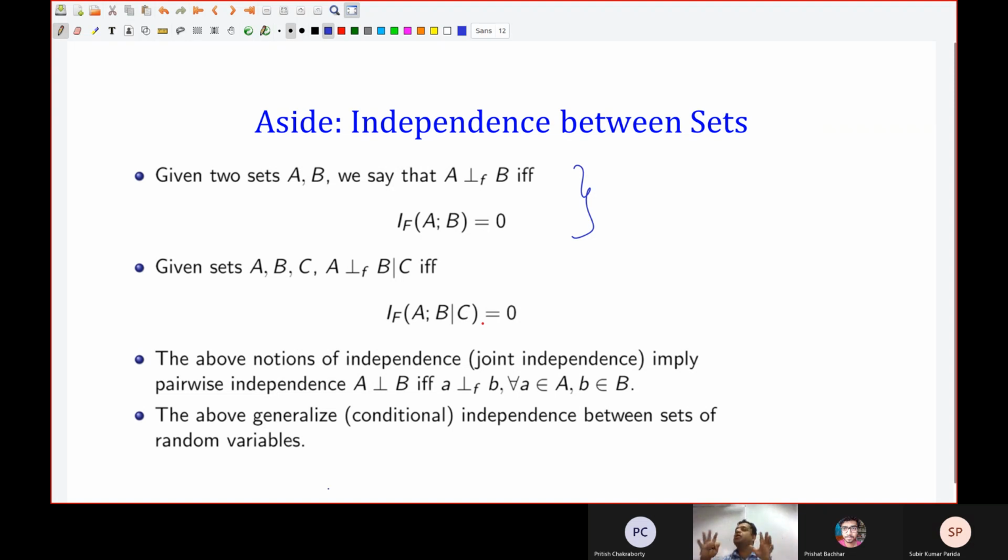You remember when the mutual information between X and Y was 0? Recall that I(X;Y) was 0 if and only if X was independent of Y, right? It's because I(X;Y) could also have been written as I(X) minus I(X given Y). So if they're independent, then I(X given Y) is I(X), so it becomes 0.